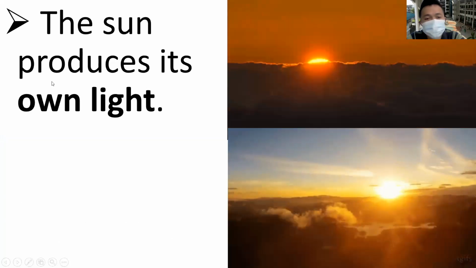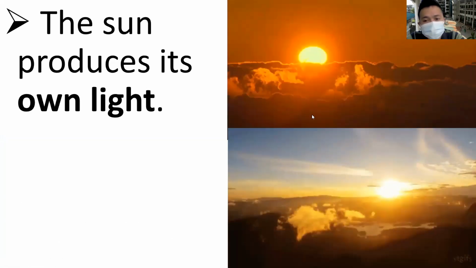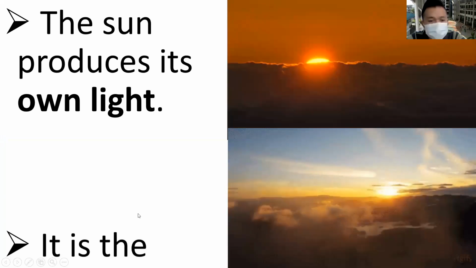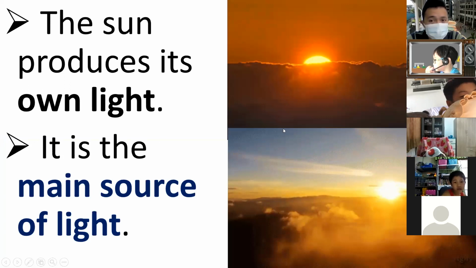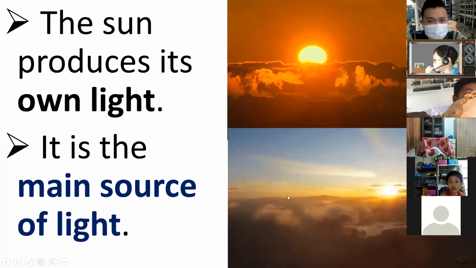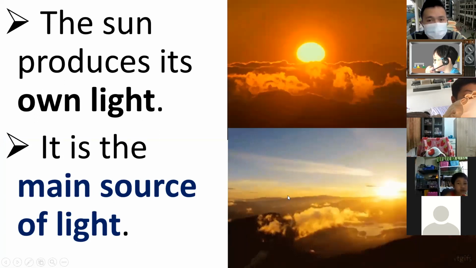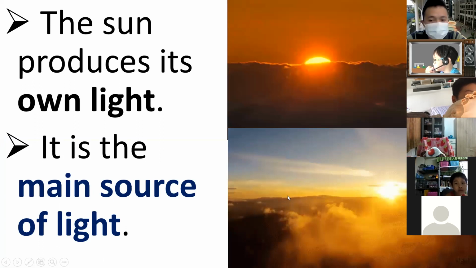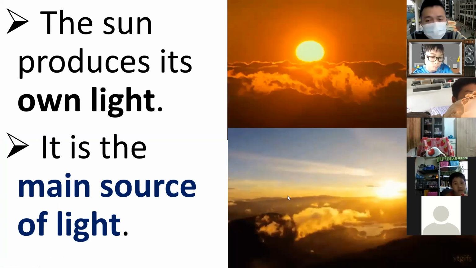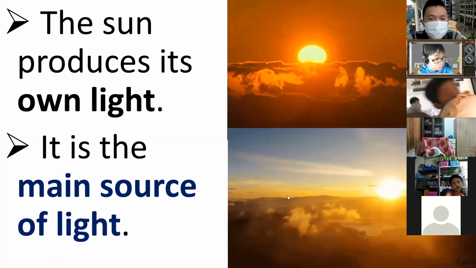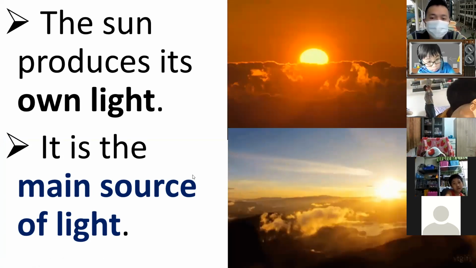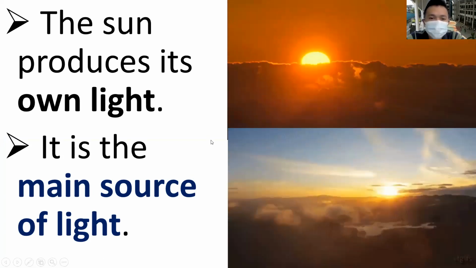Like this, the sun produces its own light. See that? The sun produces its own light. It is the main source of light. So what is the main source of light? The main source of light on earth is the sun, and there is no other except the sun. Okay, the sun can give us light. Only one sun for 9 planets. So the number one source of light is the sun.